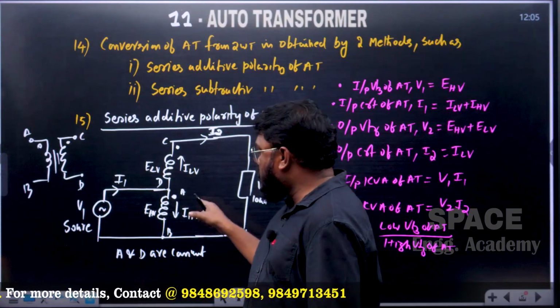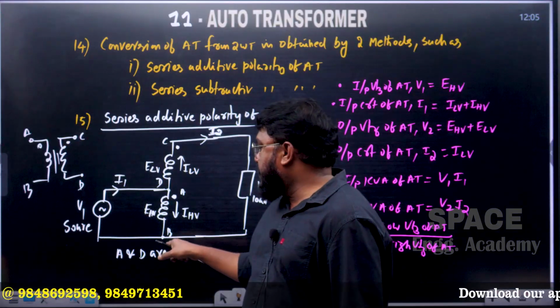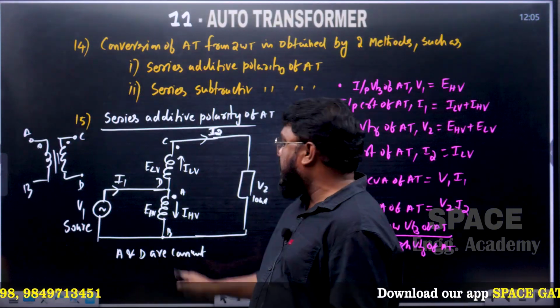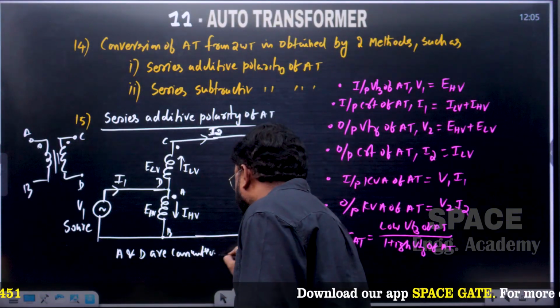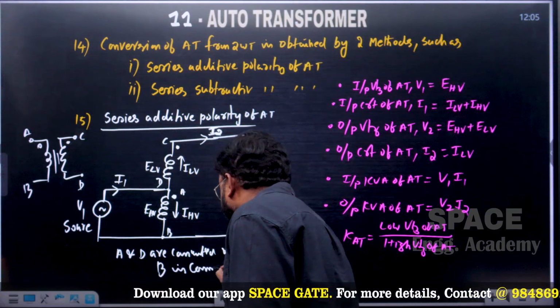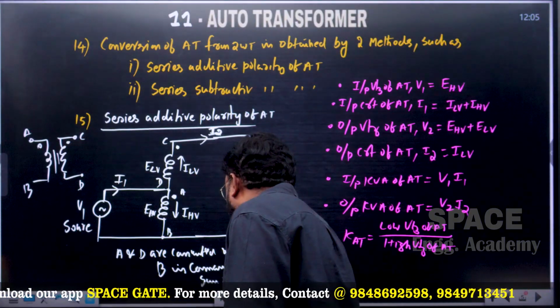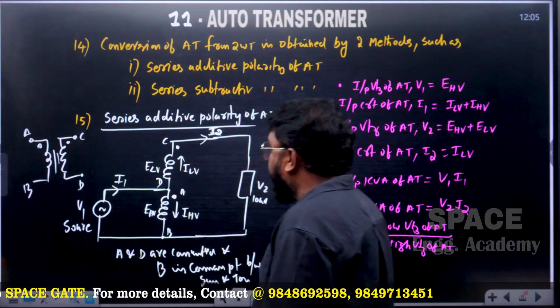Now how do I connect to get an auto transformer? The A and D terminals are connected, and the B point is the common point between the source and the load. A and D are connected, and B is the common point between the source and the load.